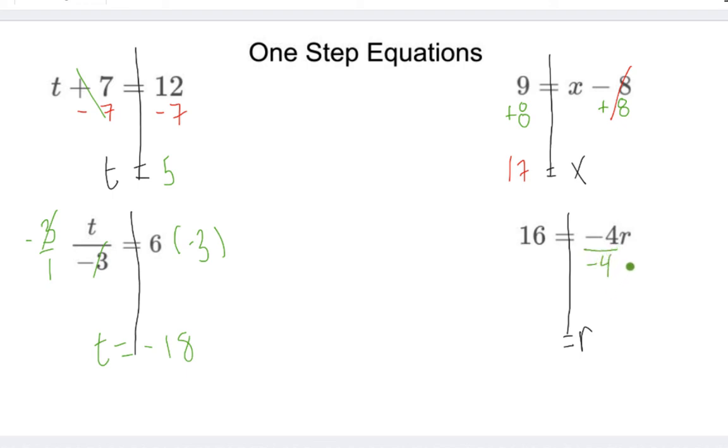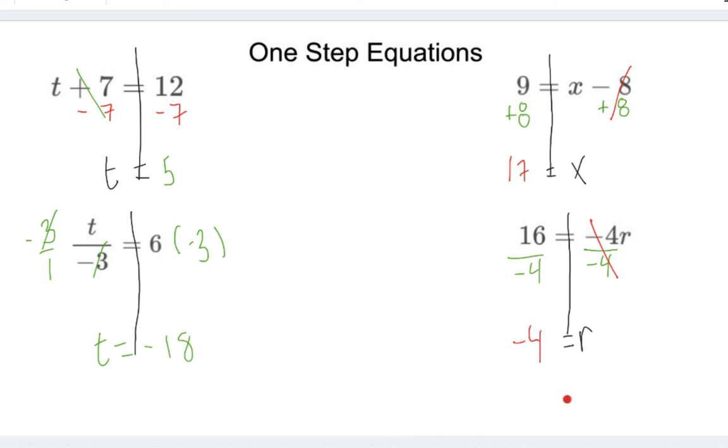If you divide the right-hand side by negative 4, make sure you divide the left-hand side by negative 4. So in this case, it looks like we have a fraction of negative 4 over negative 4. Anytime you have the same number in the numerator as you do the denominator, it equals 1. And 1r is just r. So some people say you're just canceling these out. You're not really canceling them out. It just equals 1, so you don't need it anymore. 16 divided by negative 4 is just negative 4.